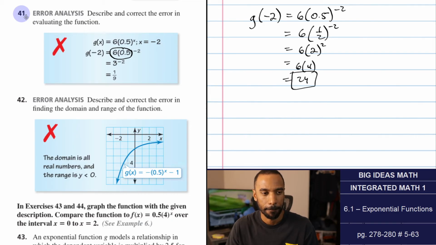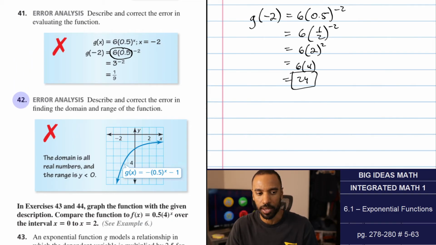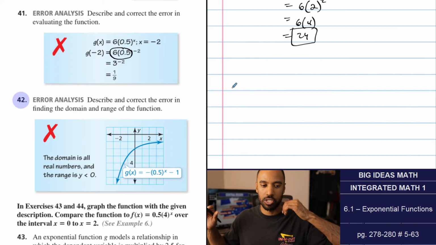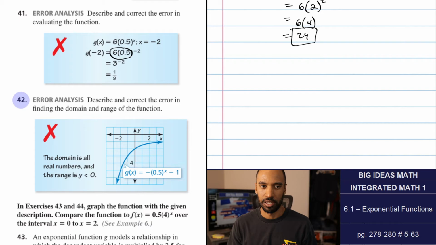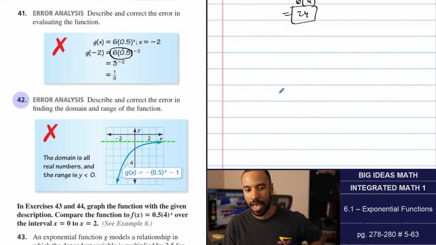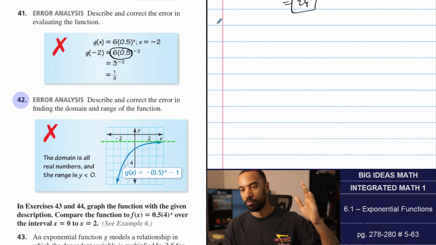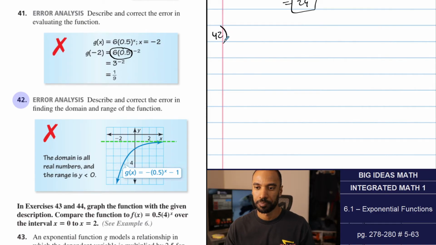So that's 41. Number 42, describe and correct the error in finding the domain and range of the function. Assuming the graph is good, which so far everything that I'm looking at makes it look pretty good. It says domain's all real numbers, good. Range is y is less than 0, not good. The -1 here is indicating a vertical translation 1 unit down, which means asymptotically we actually have it right there, which means we'll never actually hit anything between -1 and 0. We won't even hit -1 either, right? So on number 42, the range is wrong.